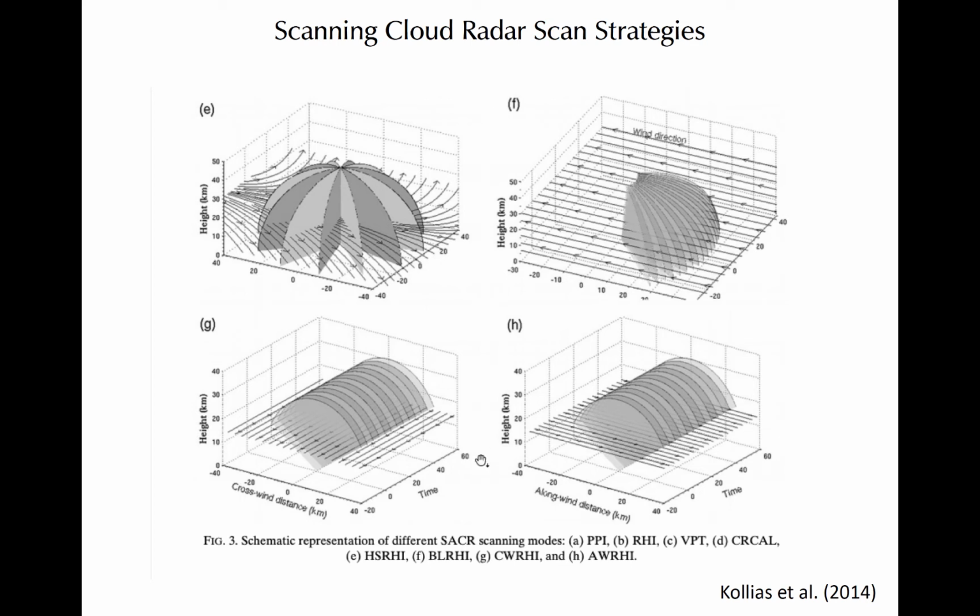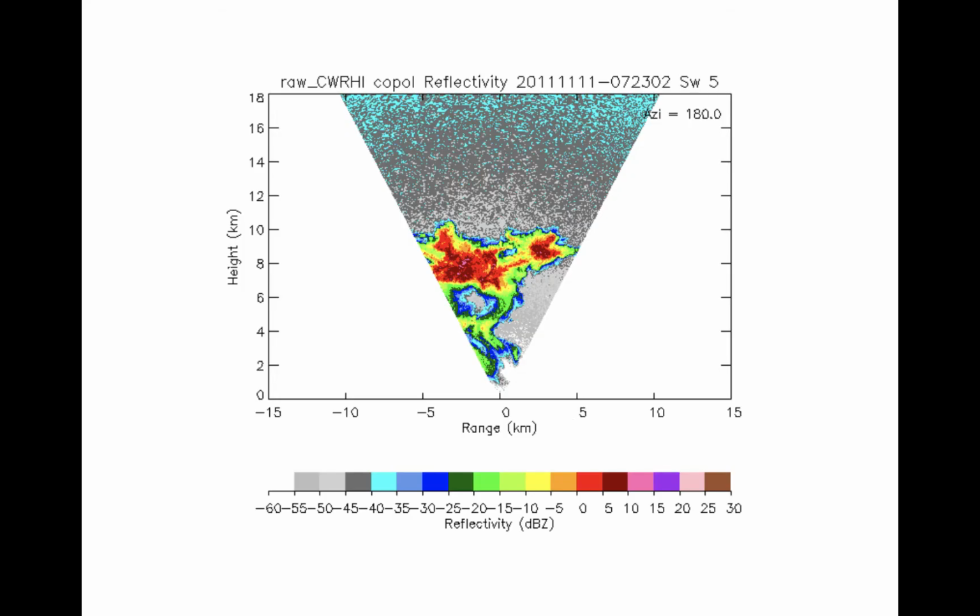The bottom scan strategies are sector RHIs that point vertically and at angles slightly off of zenith. These scans can be configured in a crosswind or a long wind orientation. An example of the vertically pointing sector RHI data is shown here as a crosswind scan for a convective cloud passing over a Ka band radar. Again, note the sensitivity of between -25 and -30 dBZ.